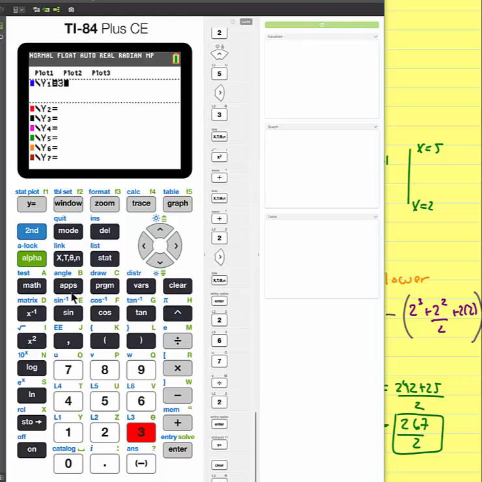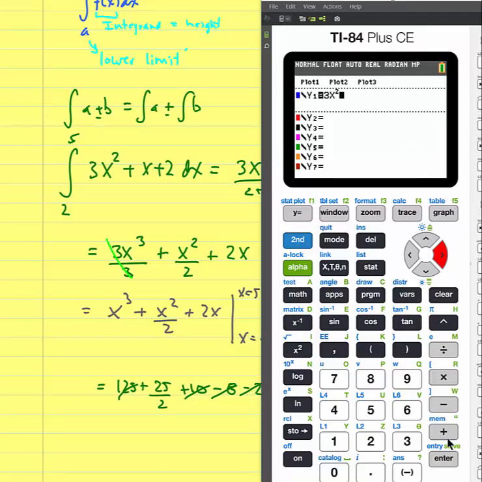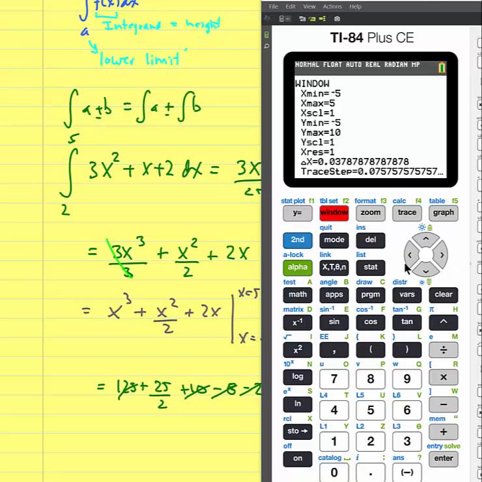So let's graph 3x squared. I already forgot that one. 3x squared plus x plus 2. So let's go ahead and graph that. Now I'm only interested in this from 2 to 5. Oh, it's totally above the x-axis. So 2 to 5. I don't think we're going to be able to curve sketch this very well because this goes 1, 2, 3, 4, 5. We don't even know where this ends. It's going to end somewhere clear up here. We could change our window if we wanted. This might just be too big of numbers to be working with.